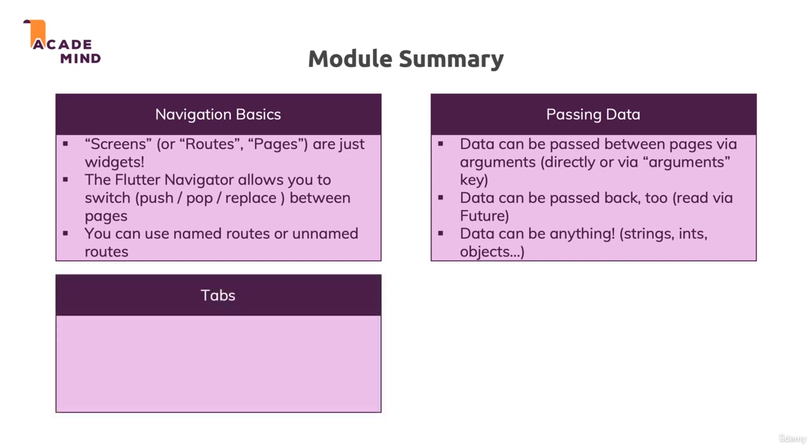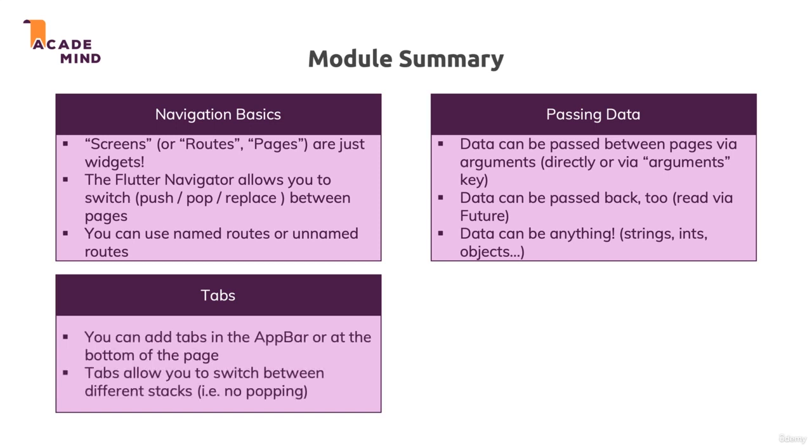We also used tabs here. And you learned that you can add tabs in different ways, at the bottom of the app bar or at the bottom of the page. And the tabs in the end allow you to switch between different stacks. So there you can't really pop. The same thing was true for loading a page through the drawer, because instead of pushing a page, you simply go there as an alternative to the current page by clicking a tab.